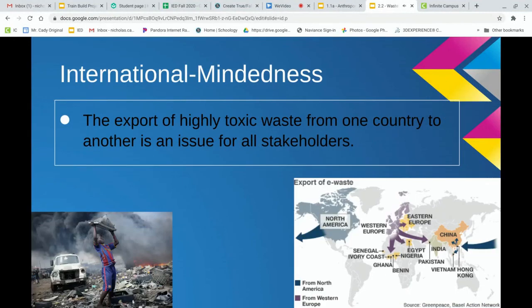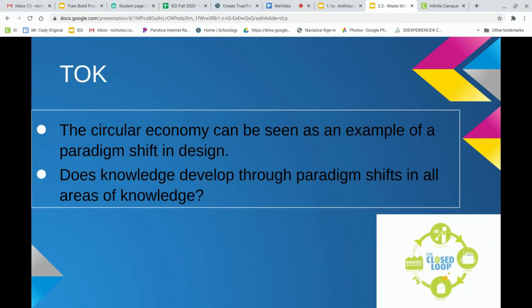All right, international mindedness. The export of highly toxic waste from one country to another is an issue for all stakeholders. And this is a true thing. This happens. Countries with more money don't want to deal with their waste, so they will send it to other countries. They'll pay for it, but it's worth it to them, the amount they're having to pay. The country with less money, it's worth it to them to take the waste because they need the money badly enough. So this does happen in our world.